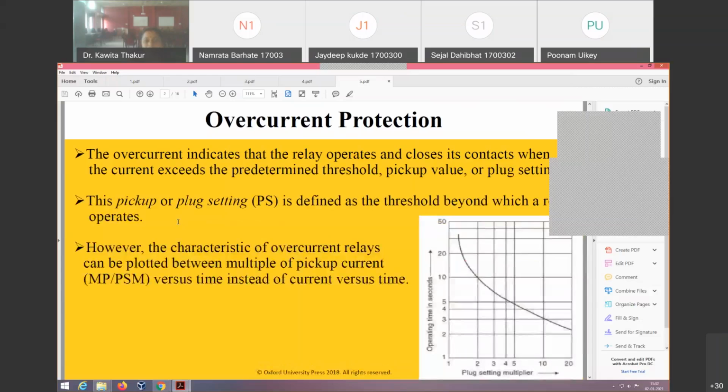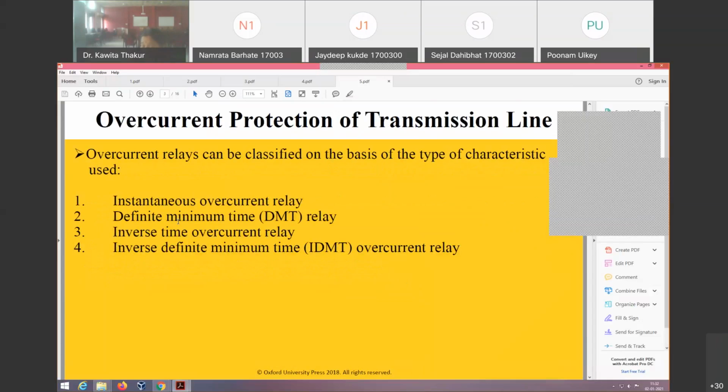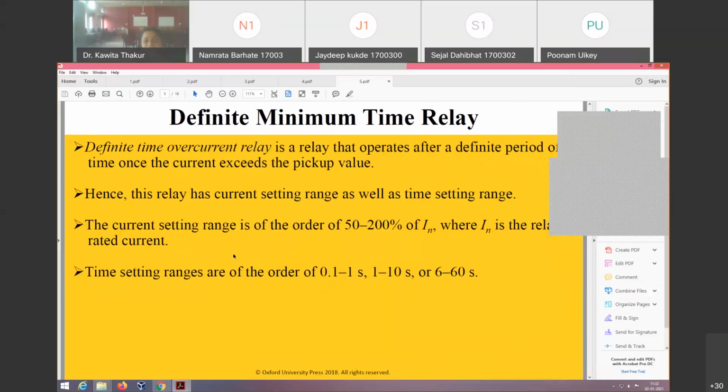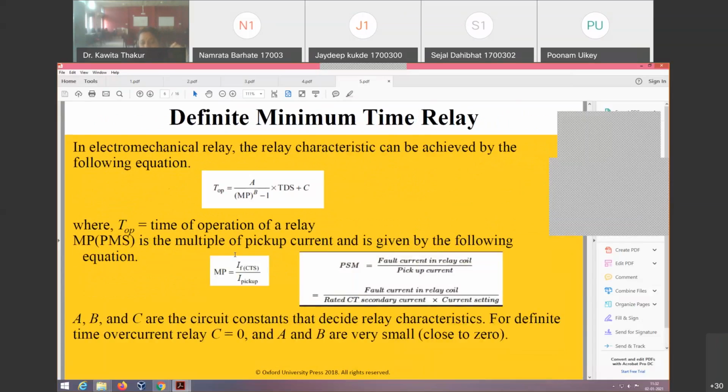Here we have seen different classifications of overcurrent relay based on the characteristics: instantaneous overcurrent relay, definite time relay, inverse definite minimum time. We have seen its characteristics. Also, we have seen plug setting multiplier. In the last lecture also we have seen that two settings are given on the overcurrent relay, that is plug setting and time setting.